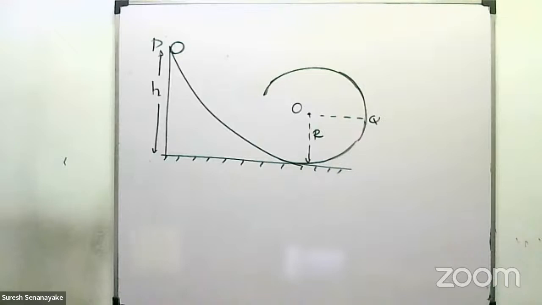Capital R, right? And the question again: the small solid marble of mass M and radius r rolls down along the loop track without slipping. Find the height h above the base from where it has to start rolling down the incline such that the sphere just completes the vertical circular loop of radius capital R.